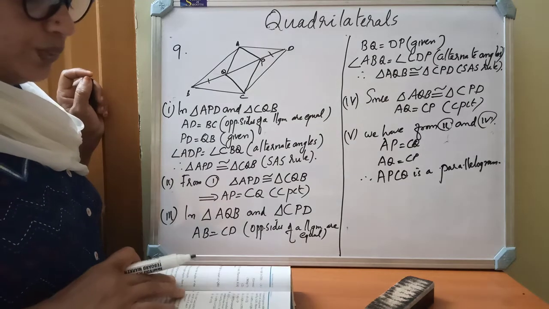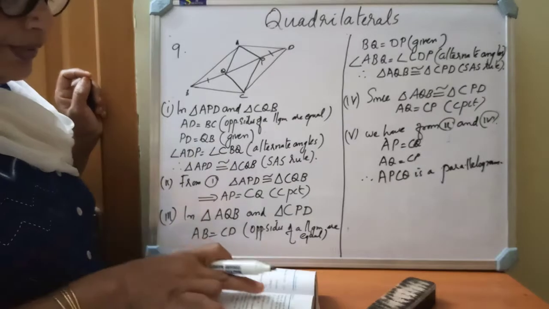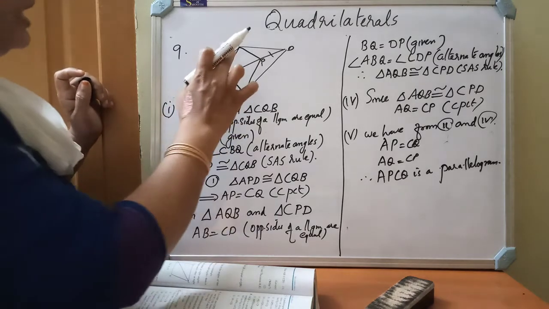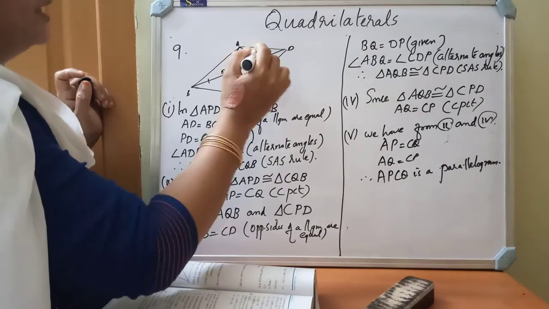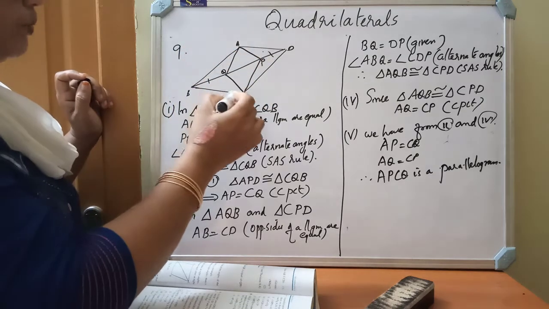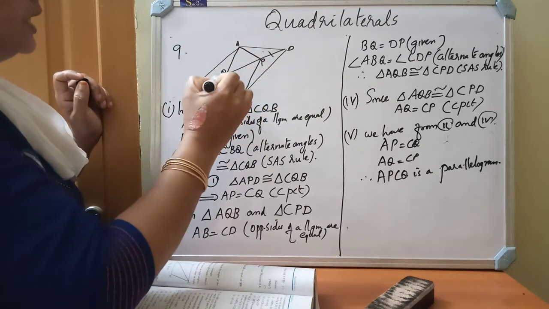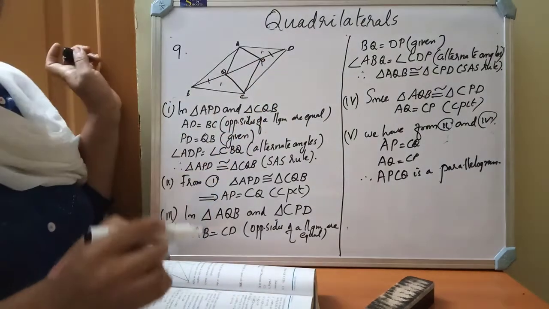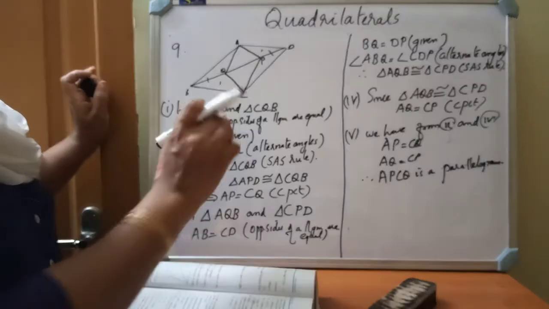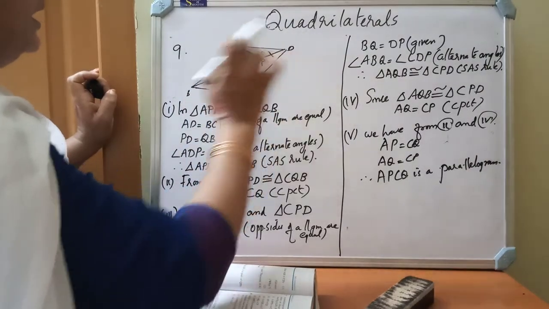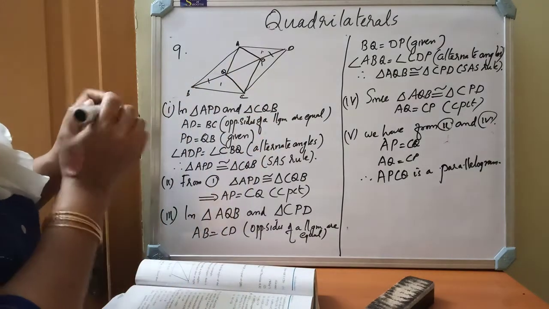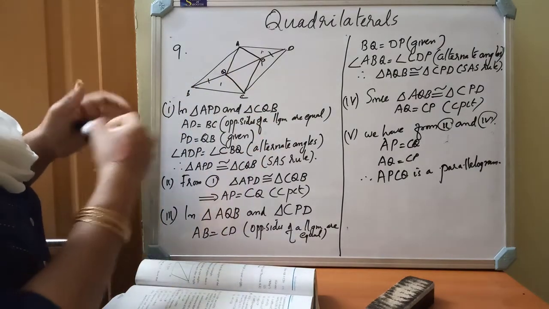Then they ask you to prove that triangle APD is congruent to triangle CQB. This triangle and this triangle must be congruent. For proving this congruency, first you see triangle APD and triangle CQB. Consider these two triangles. What about AD?